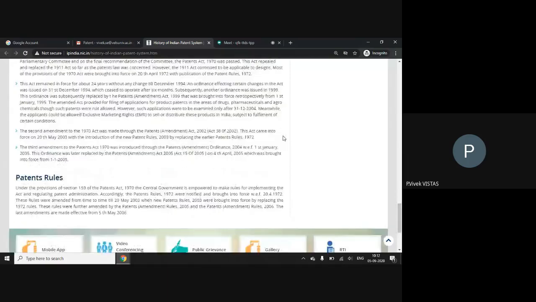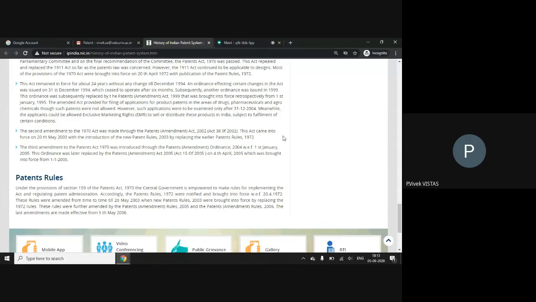So the second amendment to the 1970 act was made through the Patents Act. This act came into force on 20th May 2003 with the introduction of new patent rules 2003 by replacing the earlier 1972 rules. அந்த 72 change பண்ணி second amendment கொண்டு வந்தாங்க in 2003.